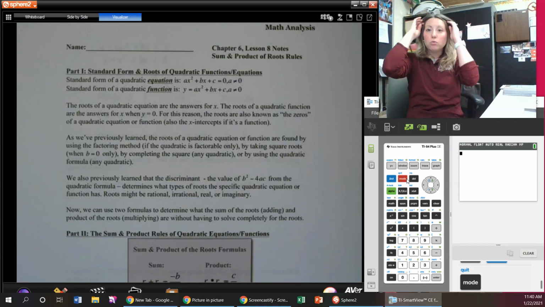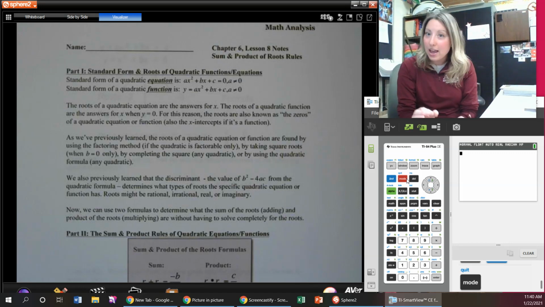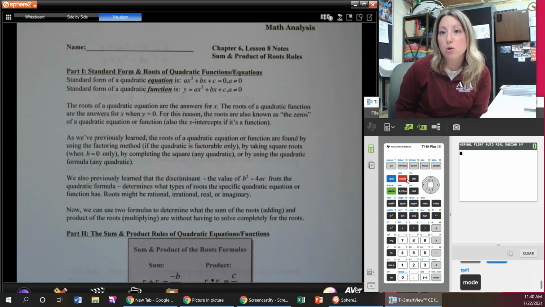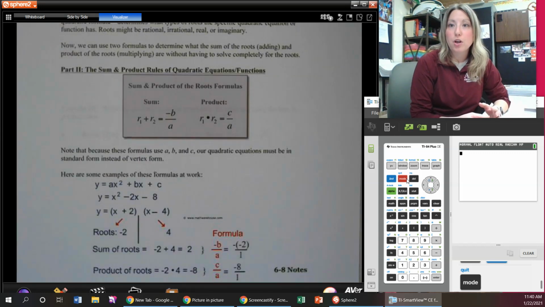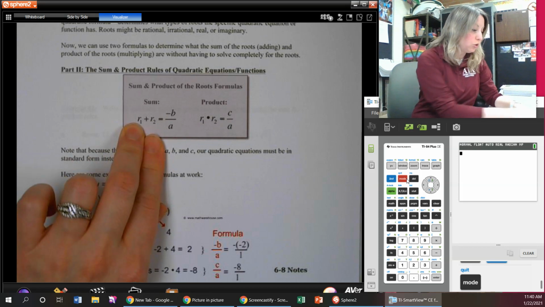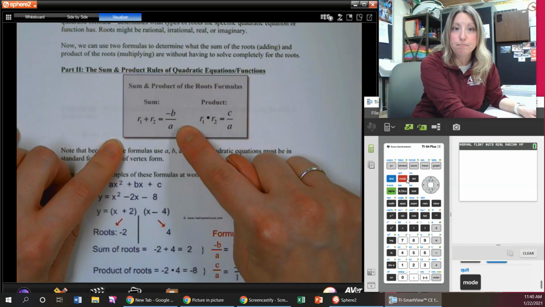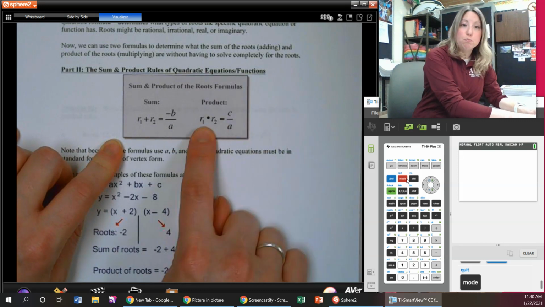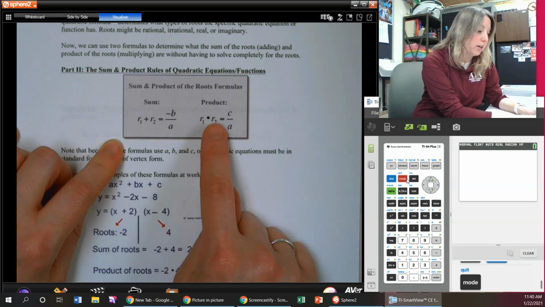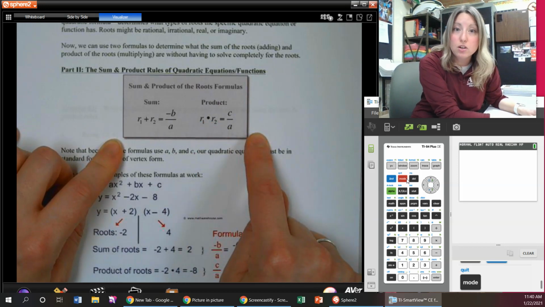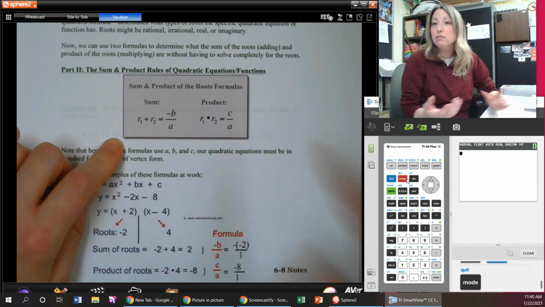It turns out there's actually a way that you can figure out what the sum and product of the roots are if you have your quadratic in standard form. So if you have your quadratic in standard form, the formula for sum of the roots is: add up your 2 roots, so root 1 plus root 2, equals negative b over a. And if you multiply your 2 roots together, root 1 times root 2, you get c over a. So yeah, they're fractions.